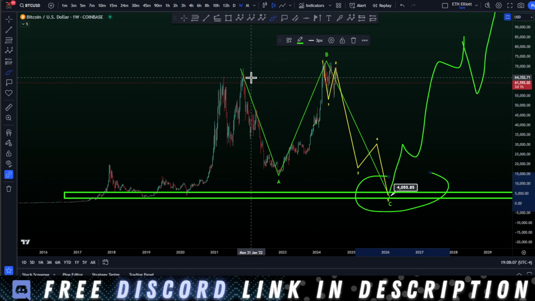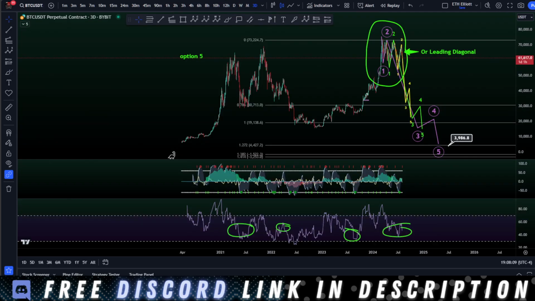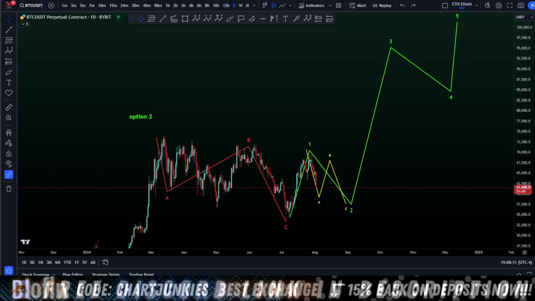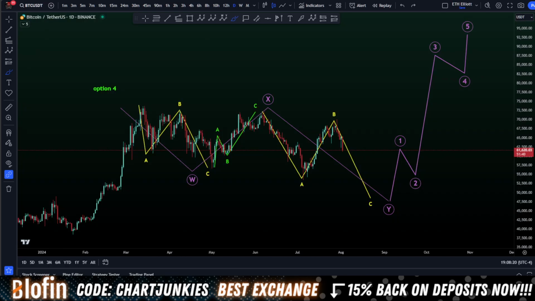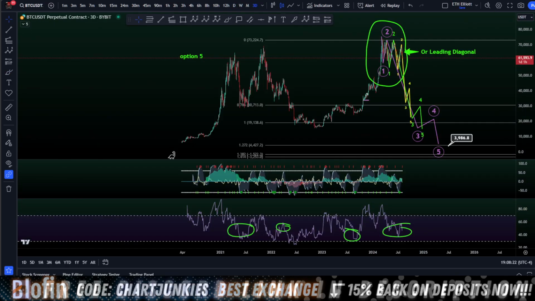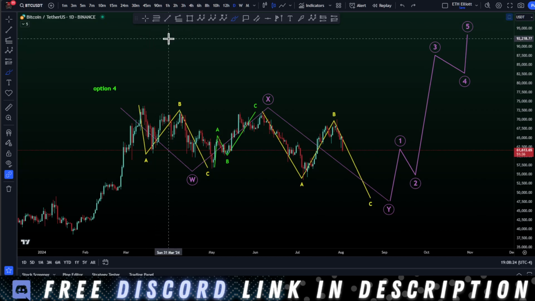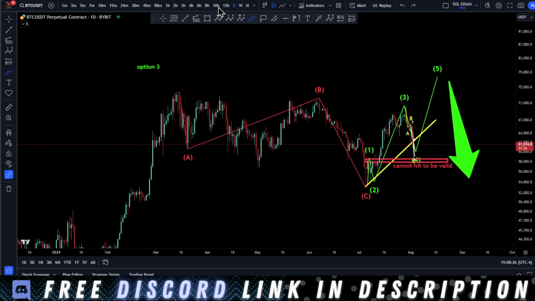That's the 5 counts. Now, what count do I like the best out of all of these scenarios? And guys, before I say that, leave a comment down below. What option is your favorite? 1, 2, 3, 4, or 5. What option is your favorite? Mine just so happens to be option number 3.